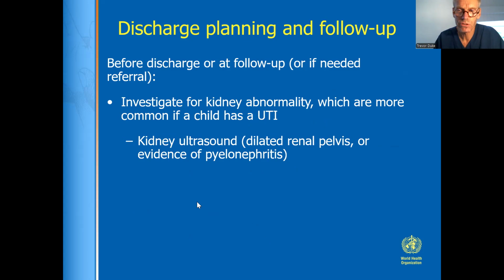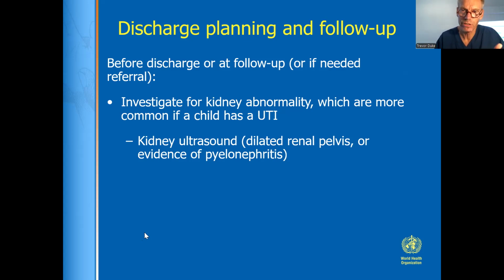Now, because Johnny had a urinary tract infection, because he's a young infant, he's 6 months of age, then either during the hospitalization or at follow-up, ideally he should have an ultrasound, some imaging of his kidneys to make sure that he doesn't have a complicated kidney, an abnormal kidney that's more likely to get infected. And so you can investigate him for a kidney abnormality, which are more common in children who've got UTIs.